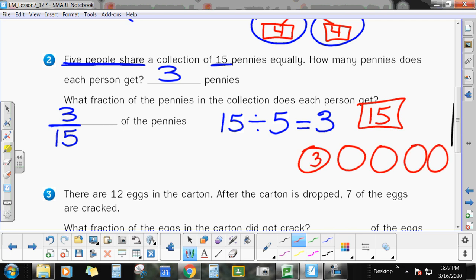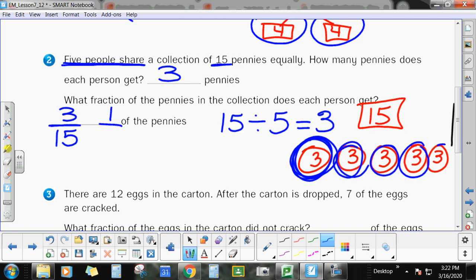you know that each person is going to get 3 pennies. Now, look, this is one person. So they're going to get one group of pennies out of how many groups? This time we're looking at our groups. There are 5 groups, and each person is going to get one of those 5 groups. And so 3/15 equals 1/5. So either way you would have written that fraction, I would have been totally okay.